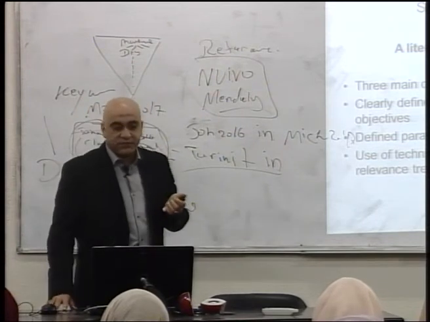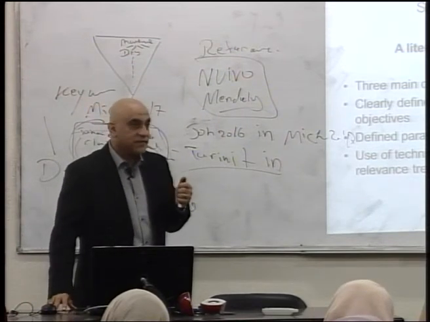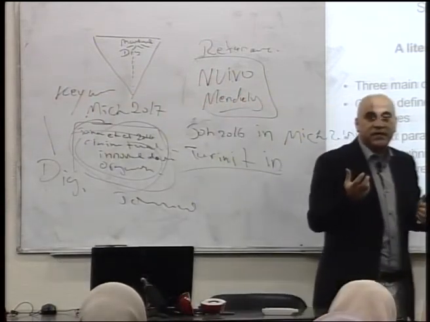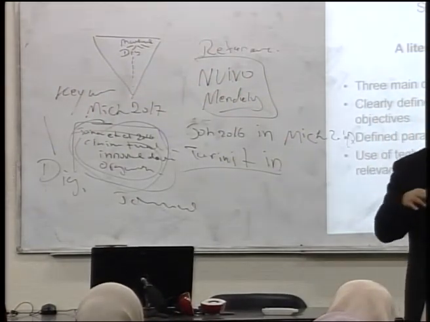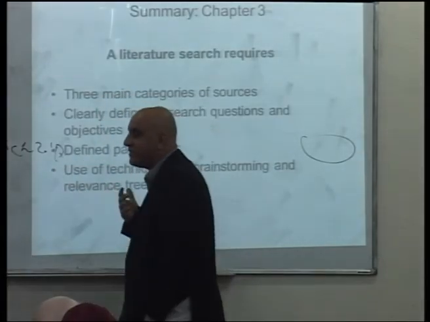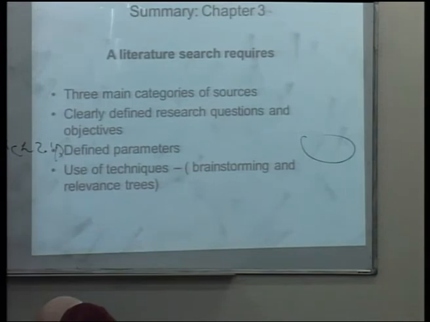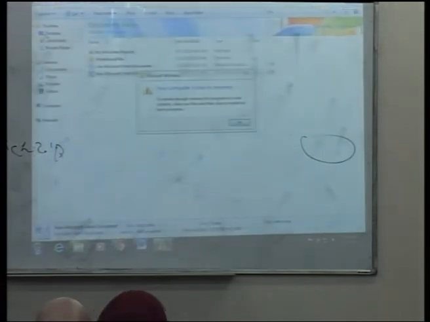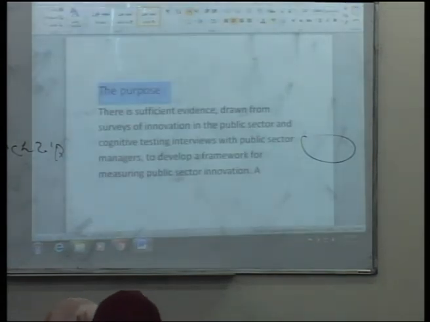Use of techniques: brainstorming and relevance trees. Brainstorming is when I ask you to have a meeting with a group and bring ideas, then filter the ideas and keep the significant ideas for your research. And this is for chapter 3. Thank you very much. Inshallah, next meeting we will start chapter 4. Chapter 4 is related to the research philosophy.